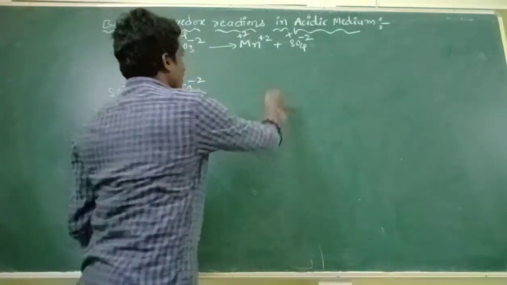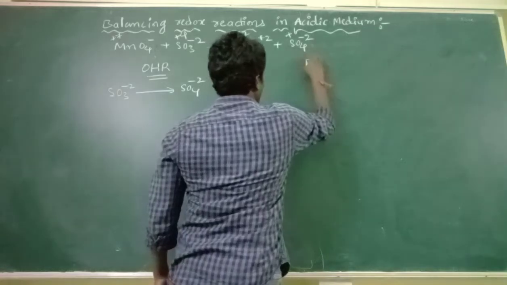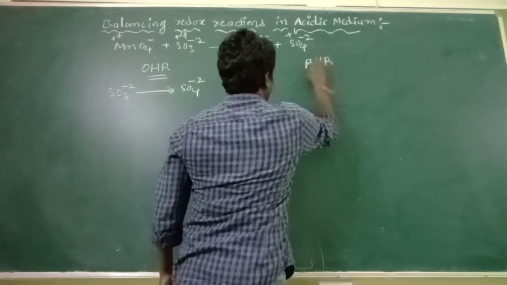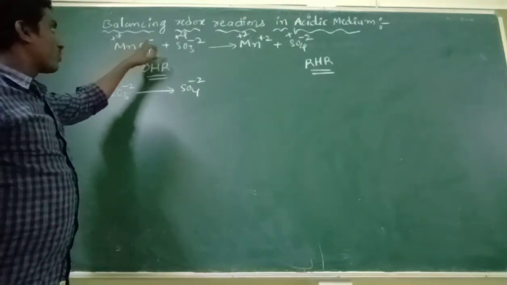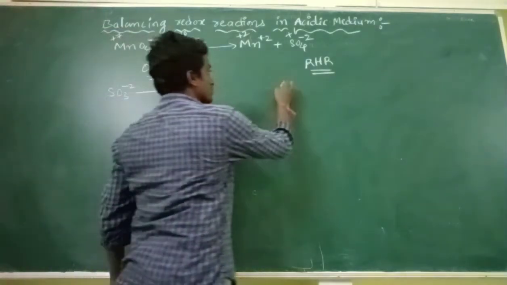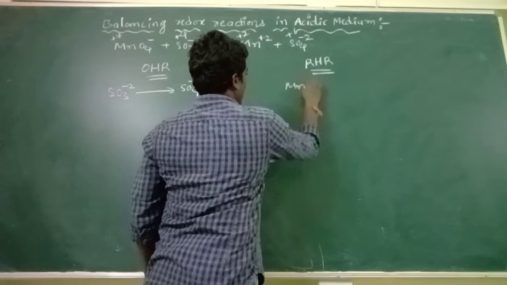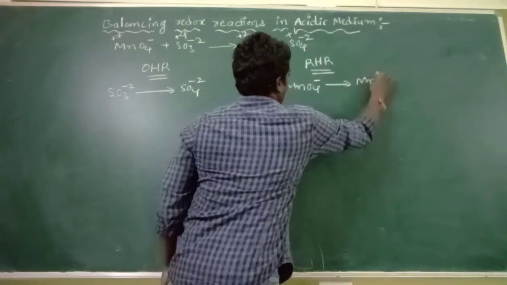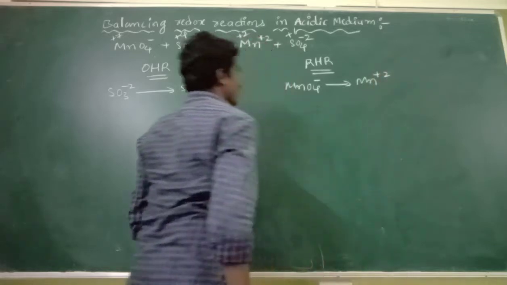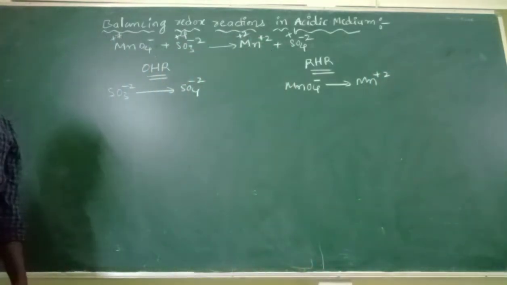Next one is the reduction reaction. What is the reduction reaction? MnO4 minus gives rise to Mn+2. This is the reduction reaction.